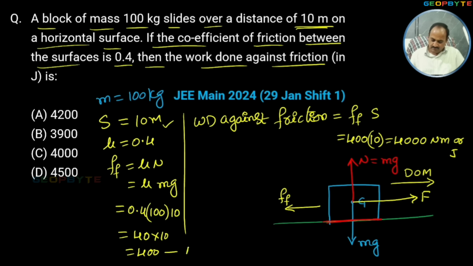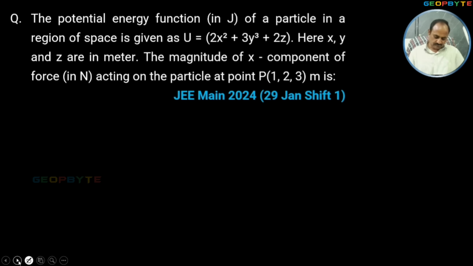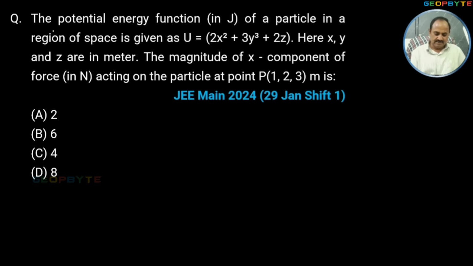The force is in newtons. The work done is in newton meter or joule. 4000 is the answer. Look at option C. Option C is absolutely correct. Are you following? Yes. Similarly, let us take another important problem. Try to read it clearly. It is asking like this.